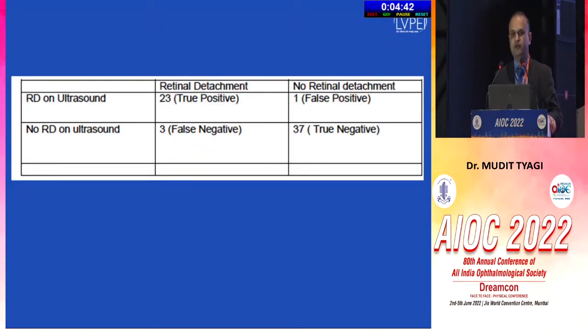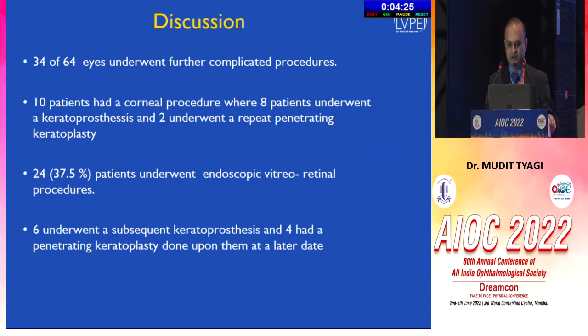In fact, when we tried to compare with an ultrasound, we found that an ultrasound was able to pick it up in 23 cases, but there was one false positive. And there were 3 cases where there were false negatives on an ultrasound. So endoscopy helps us in better assessment of these structural abnormalities, which probably we might miss with conventional ultrasound.